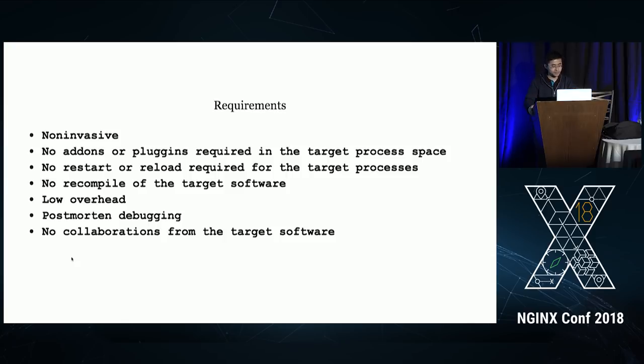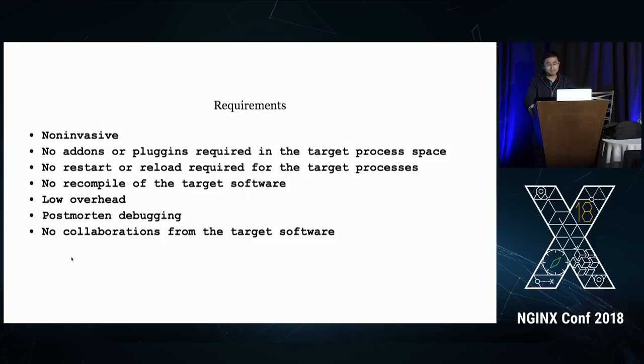And also, as I said, no restart or reload is required for the target processes, because even an NGINX reload can be quite expensive: all the old worker processes have to be shut down before the new worker processes can serve any new requests. Actually, these two phases can overlap, but still, all the old workers have to be shut down. Also, no need to recompile the target software. And it has to be low overhead, ideally less than 5%, even at peak throughput. And it has to be postmortem debugging.